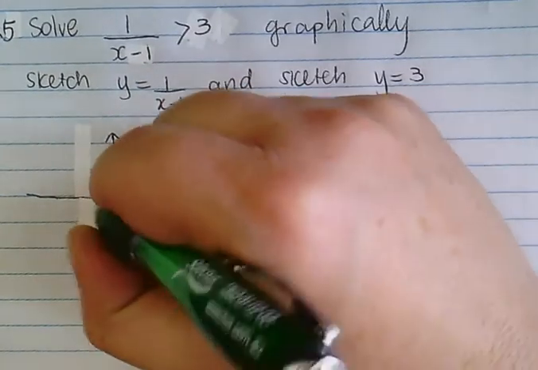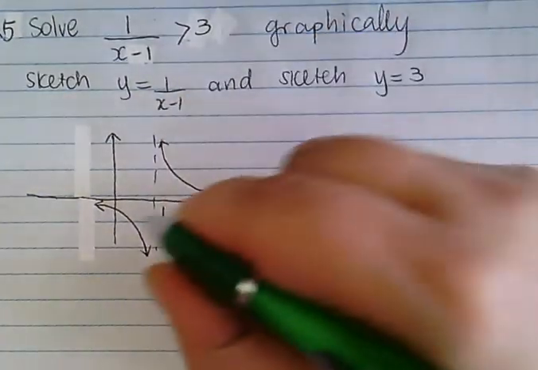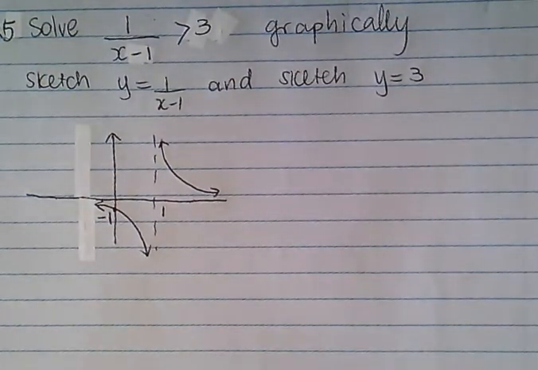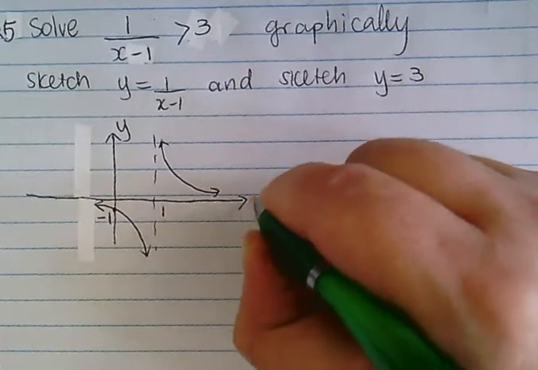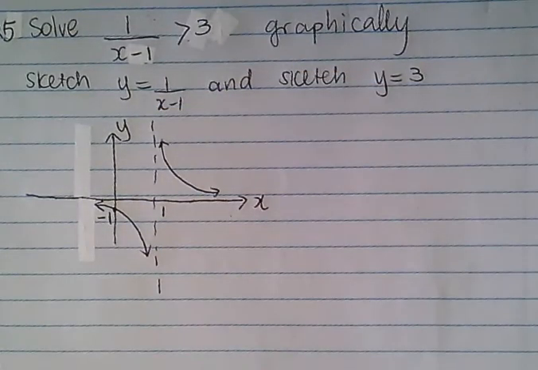While we're here, might be an idea to find the y-intercept. When x is 0, y is -1. So that's that curve at the moment. So I've got my y-axis, I've got my x-axis, I've got my asymptote at 1, and the graph is there in black. That is y equals 1 over x minus 1.